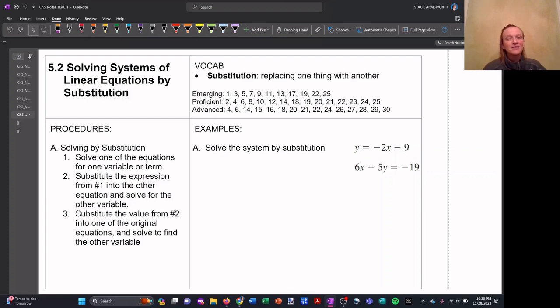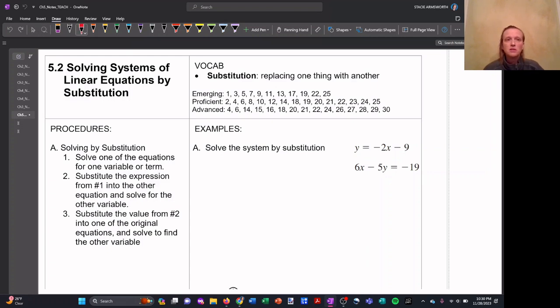Folks, in this next section, we're still learning how to solve systems of linear equations, but this time we're going to use a different strategy. Last time we learned graphing. This time we're learning how to use substitution to solve these systems.